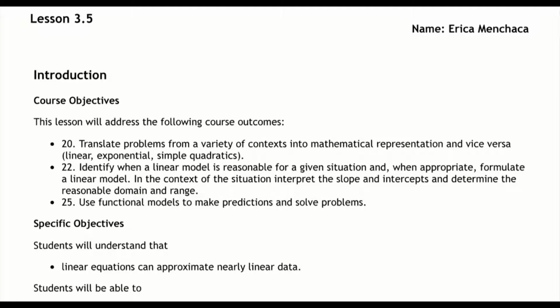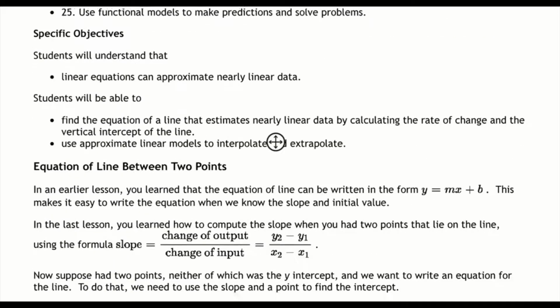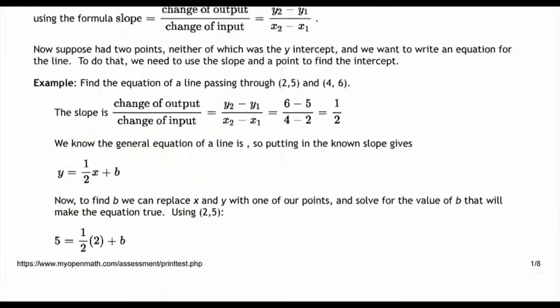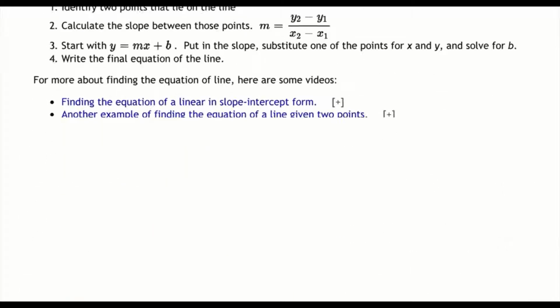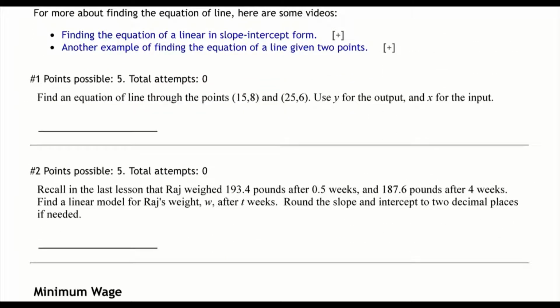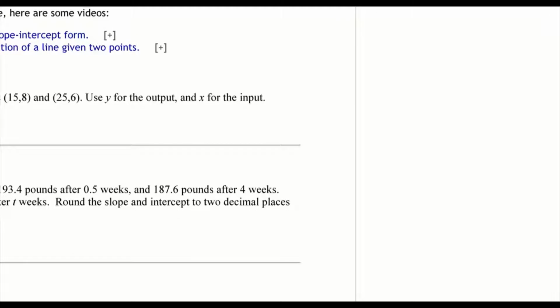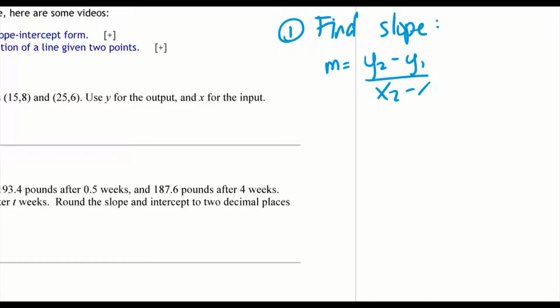Welcome to lesson 3.5. In this lesson, we're going to look at models, linear models specifically, and use slope-intercept form to create models for situations. So, we're going to be given 2 points, and using those 2 points, we need to make the model. First thing you want to do is use those 2 points to find the slope. So remember, slope is m equals y2 minus y1 over x2 minus x1.